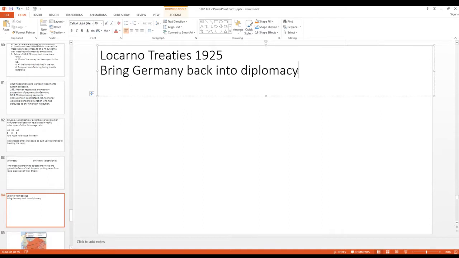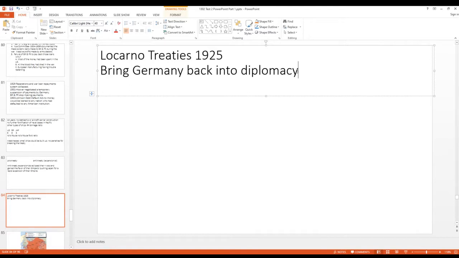Another good sign. The Germans are back. There'll be a number of other treaties that are signed, basically guaranteeing security. Germany signs a treaty agreeing not to mess with Belgium. France signs a treaty with Poland that they'll help Poland if Germany messes about.